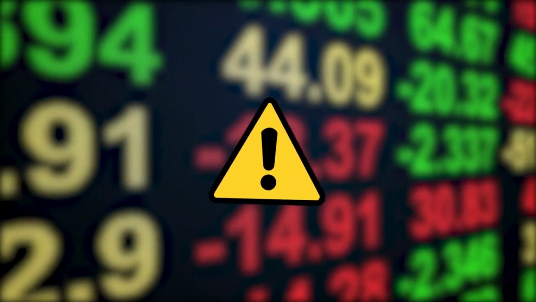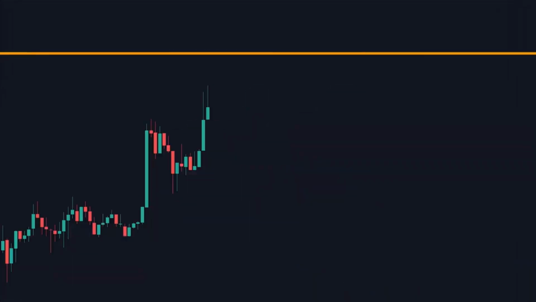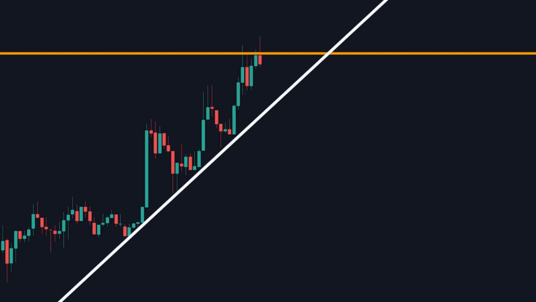What you should be doing is wait for confirmation. One way to do that is like this. We found a key resistance on a higher time frame and price just hit it. Instead of prematurely entering, we see that price is creating a trend line heading upwards, and we see a key pivot point right here where price has to break.